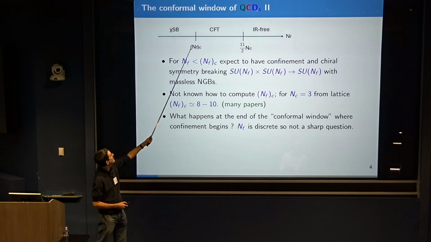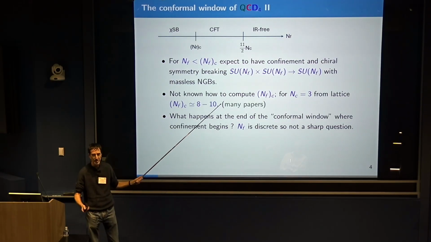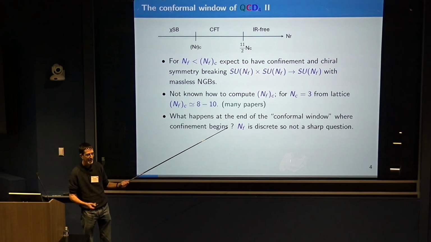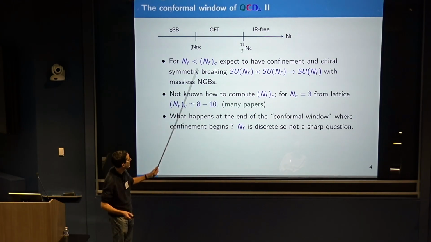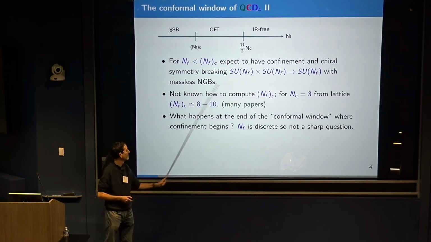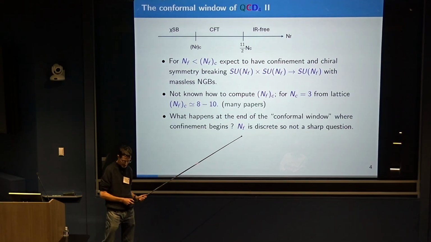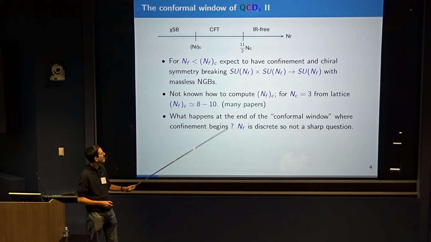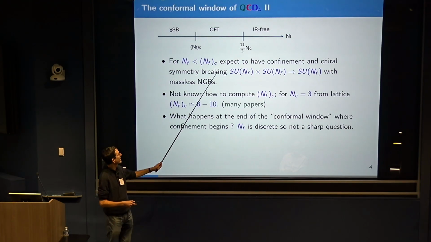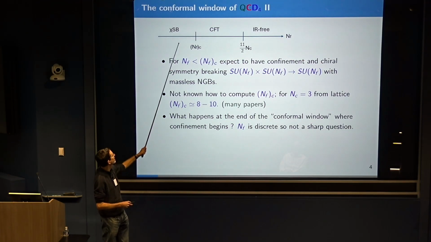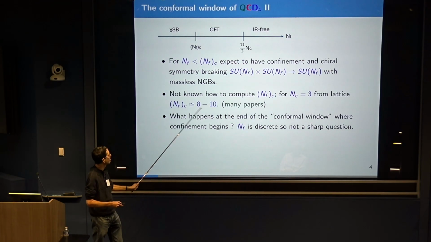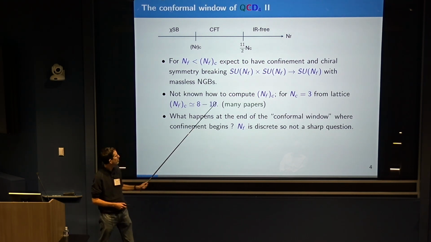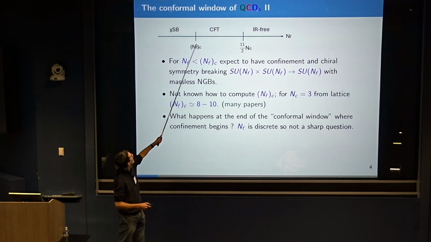Unfortunately, since this transition happens at strong coupling, we do not know how to compute analytically what this critical number of flavors is. It has been investigated in many lattice simulations, so I won't have space here to give credit to all the lattice studies of this question. I think the consensus from the lattice papers is that for SU(3), this transition happens somewhere between 8 and 10 flavors.